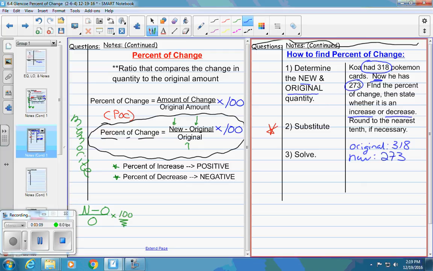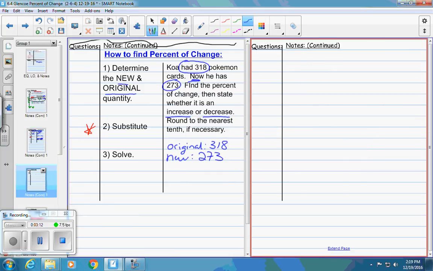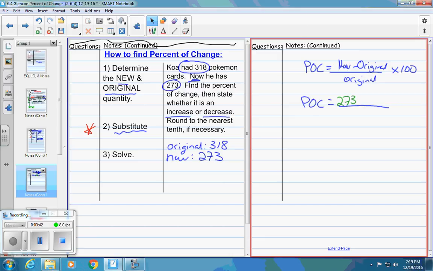So let's substitute into our formula here. I'm going to get another page to do this on, to have some space. So POC, percent of change, equals the new minus the original divided by the original, and all of this has to be multiplied by 100. Now we're going to substitute in, following step 2. The new amount was 273 and the original amount was 318. So that goes here and here, and we multiply all that by 100 in the end.